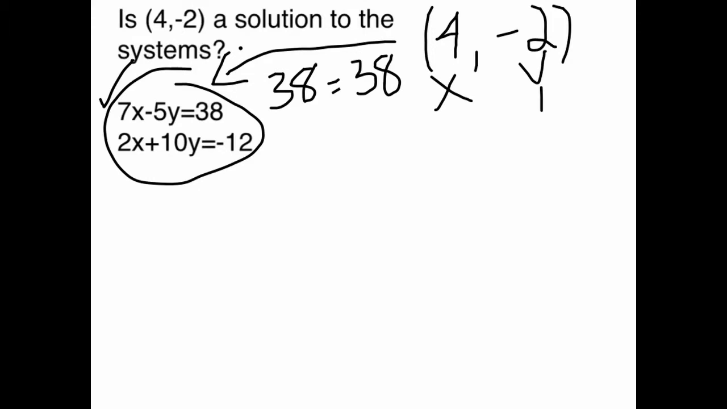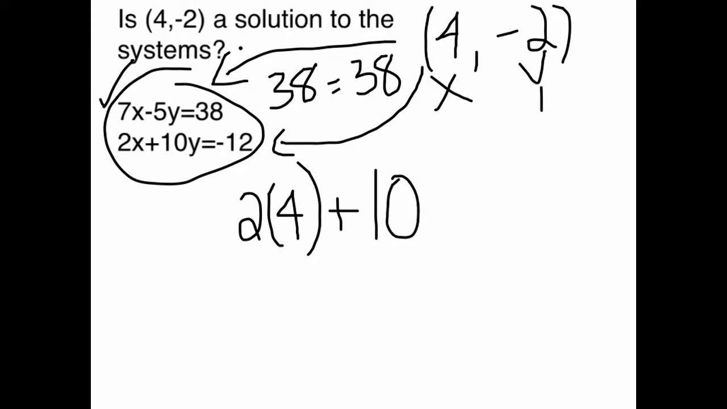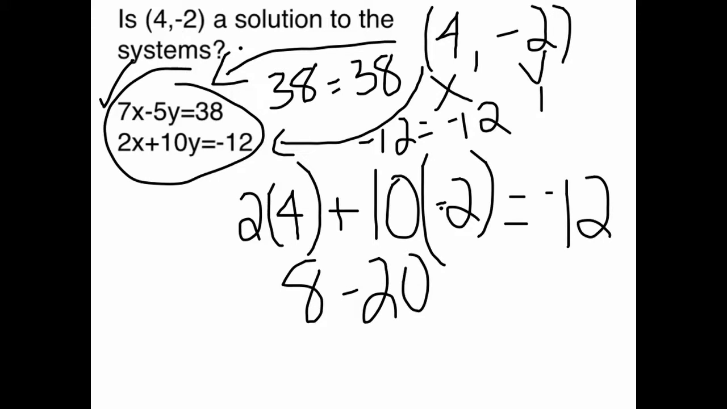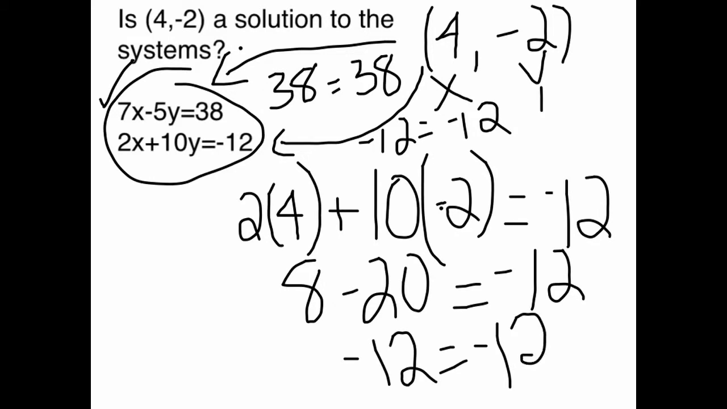Alright, so again, all I'm going to do here is plug in my coordinates for my second equation. 2 times 4 plus 10 times -2 equals -12. And again, I want -12 to equal -12 for this equation to be true. 2 times 4 is 8. 10 times -2 is going to give me -20, so 8 minus 20 is going to leave me with -12. And since both sides equal the same thing, yes, (4, -2) is a solution to this system.